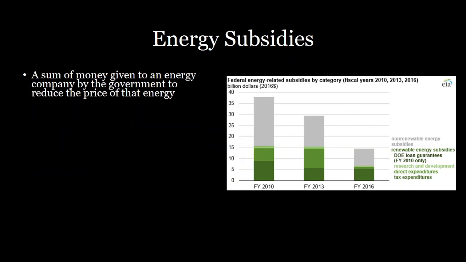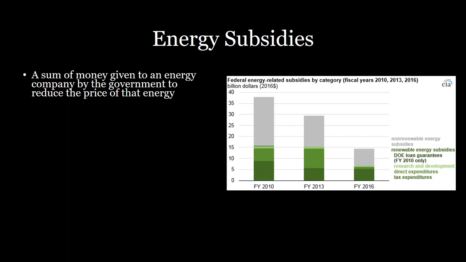So next, we'll talk about energy subsidies. Energy subsidies are a sum of money given to an energy company by the government in order to reduce the price of that energy. And unfortunately, a lot of the energy subsidies have been given to fossil fuel industries, such as oil and natural gas, and that has artificially reduced the cost of those energy sources, as well as made a lot of energy products and mining goals more economically feasible.